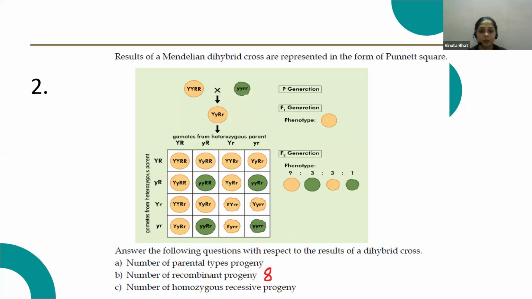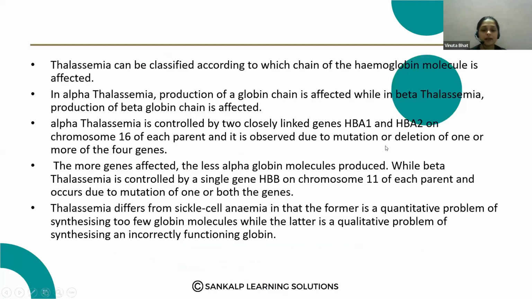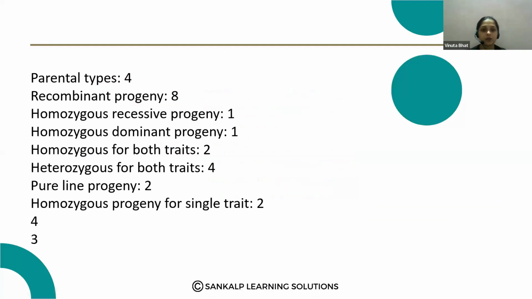Next question. Number of homozygous recessive progeny. Look here, homozygous and recessive. So that is only 1. Homozygous recessive progeny, that is 1. Both alleles are in the recessive condition, isn't it? So that is 1. Next question.